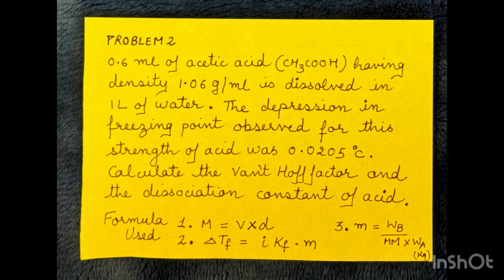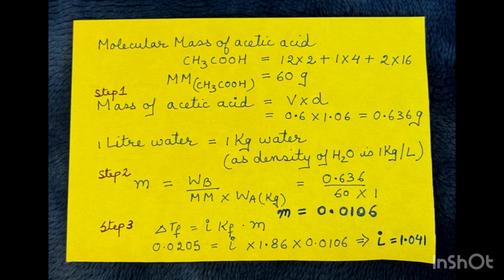Problem 2: 0.6 milliliter of acetic acid solute, 1.06 gram per milliliter density, 1 liter of water solvent, 0.0205 ΔTf. 3 formulas will be used here and 4 steps are there. Molecular mass of acetic acid is 60 grams. Step 1, mass will be volume into density, and it is very important to note that 1 liter of water is equal to 1 kg of water, as the density of water is 1 kg per liter.